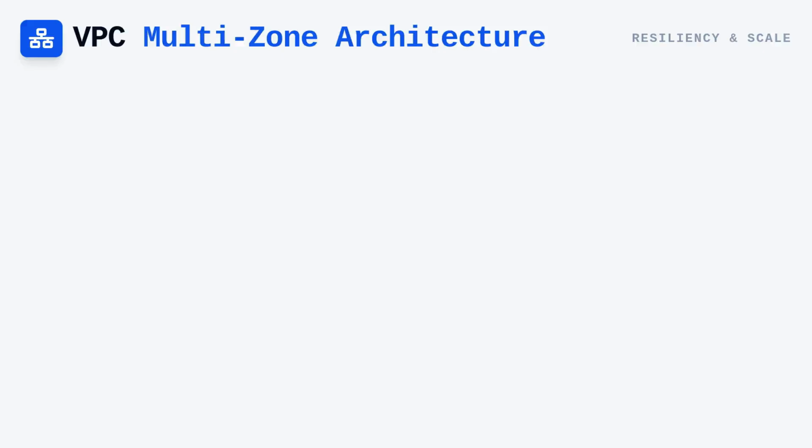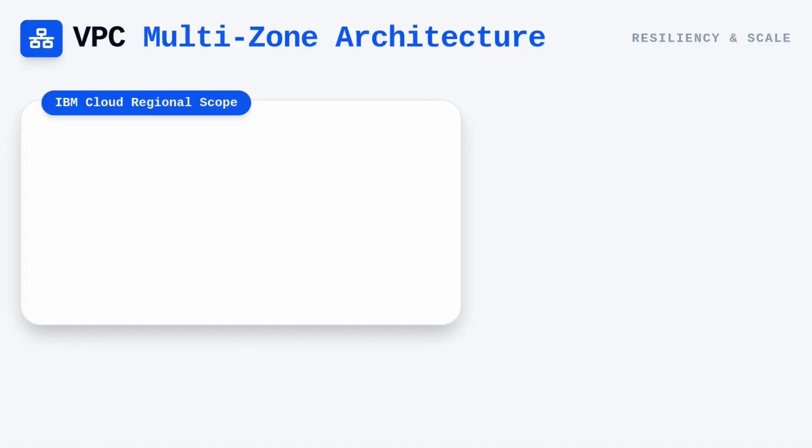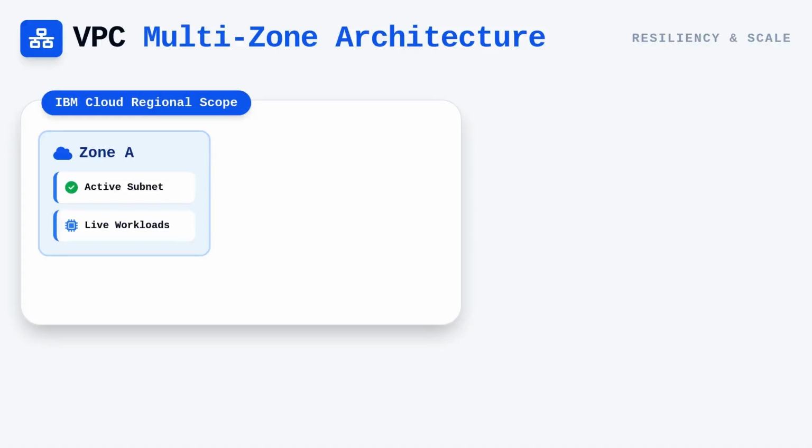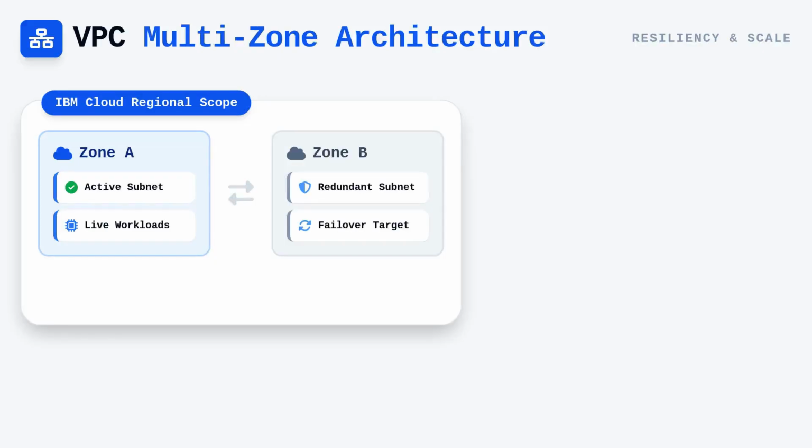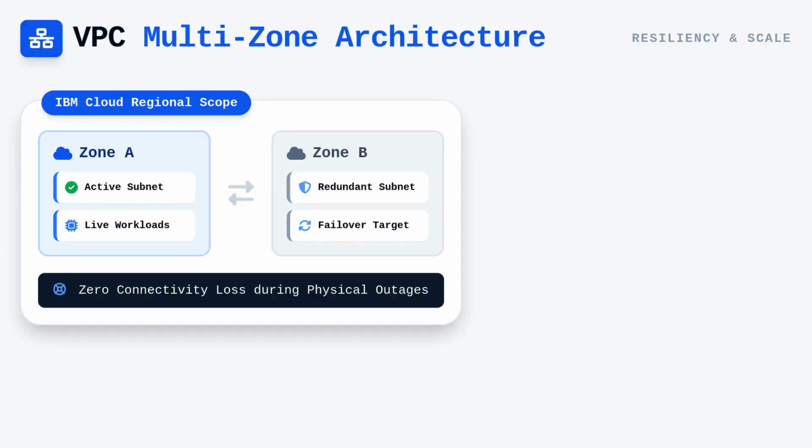Beyond simple addressing, a VPC introduces the concept of multi-zone architecture, which is pivotal for building resilient systems that survive individual data center failures. Within the IBM Cloud ecosystem, VPCs span regions, and within those regions, you can distribute your subnets across multiple availability zones. This design ensures that if one zone experiences a physical outage, your workloads can continue to function in another zone without losing network connectivity. The software-defined nature of the VPC allows for rapid provisioning, meaning you can spin up entirely new network segments in minutes rather than months.